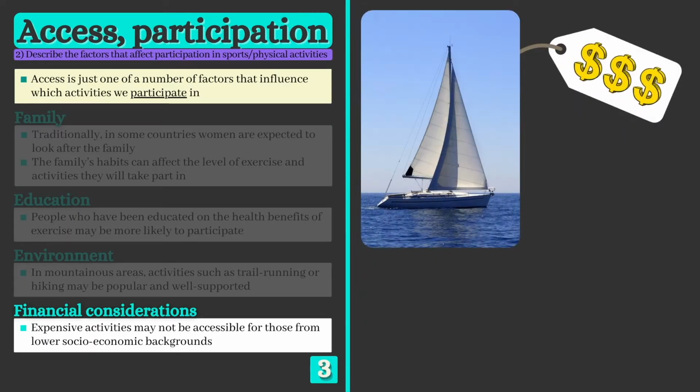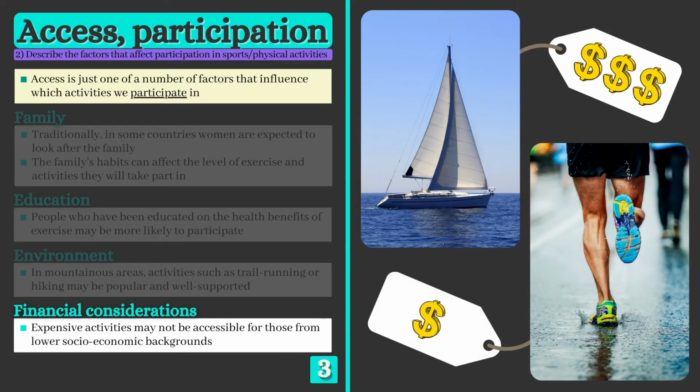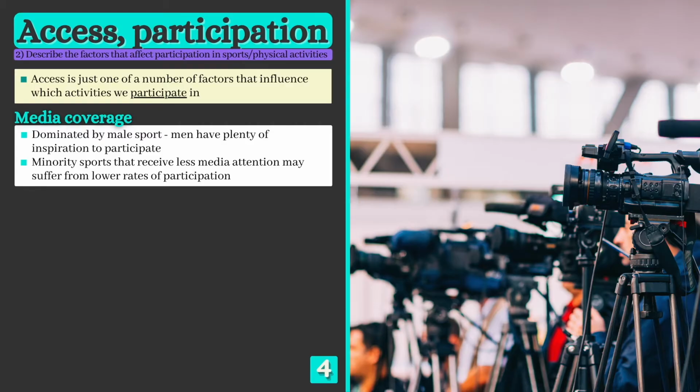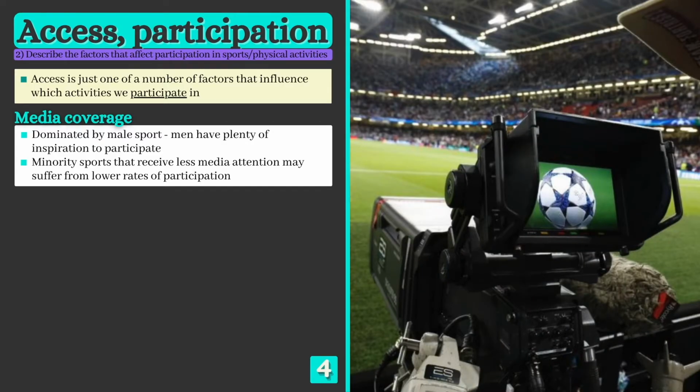Expensive pursuits such as golf, horse riding or sailing may not be accessible for those from lower socioeconomic backgrounds, who may instead choose activities that don't require expensive club membership fees or equipment. The media has a huge influence on our interests, as sports like football that receive more media attention tend to attract a greater number of participants than minority sports.